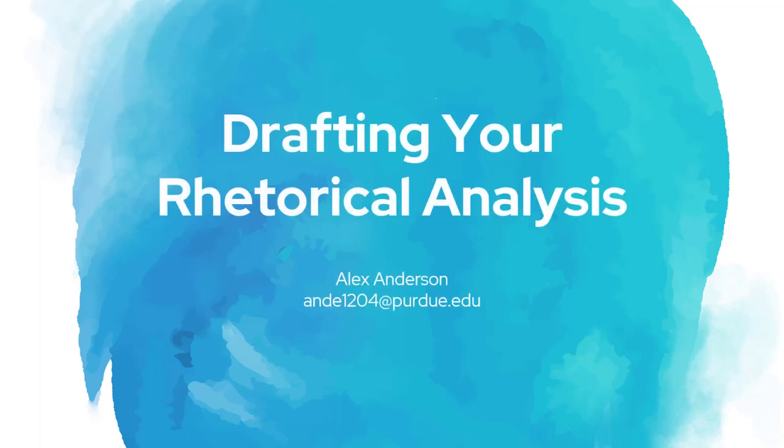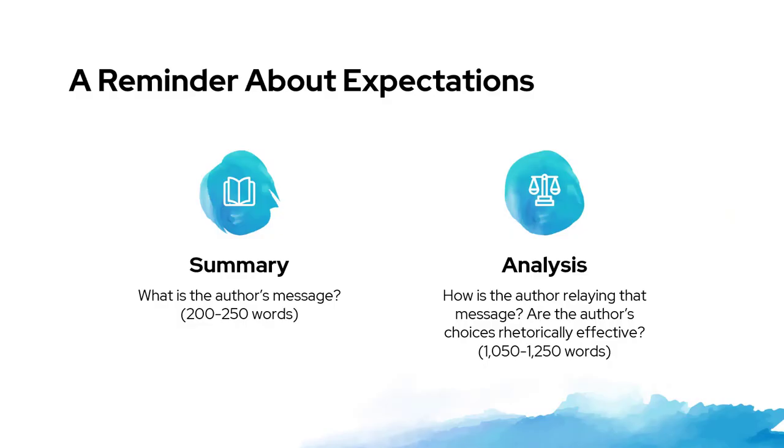Here's an overview of how to write the first draft of Writing Project 1, the rhetorical analysis. Remember that the rhetorical analysis is primarily made up of two different parts. First, you'll need to write a summary that accurately summarizes the author's message and main points. And you'll also need to write an analysis. In the analysis section, you'll be analyzing how the author relays the information they're trying to relay to their target audience. Also in that section, you'll need to consider whether or not the author's choices are rhetorically effective.